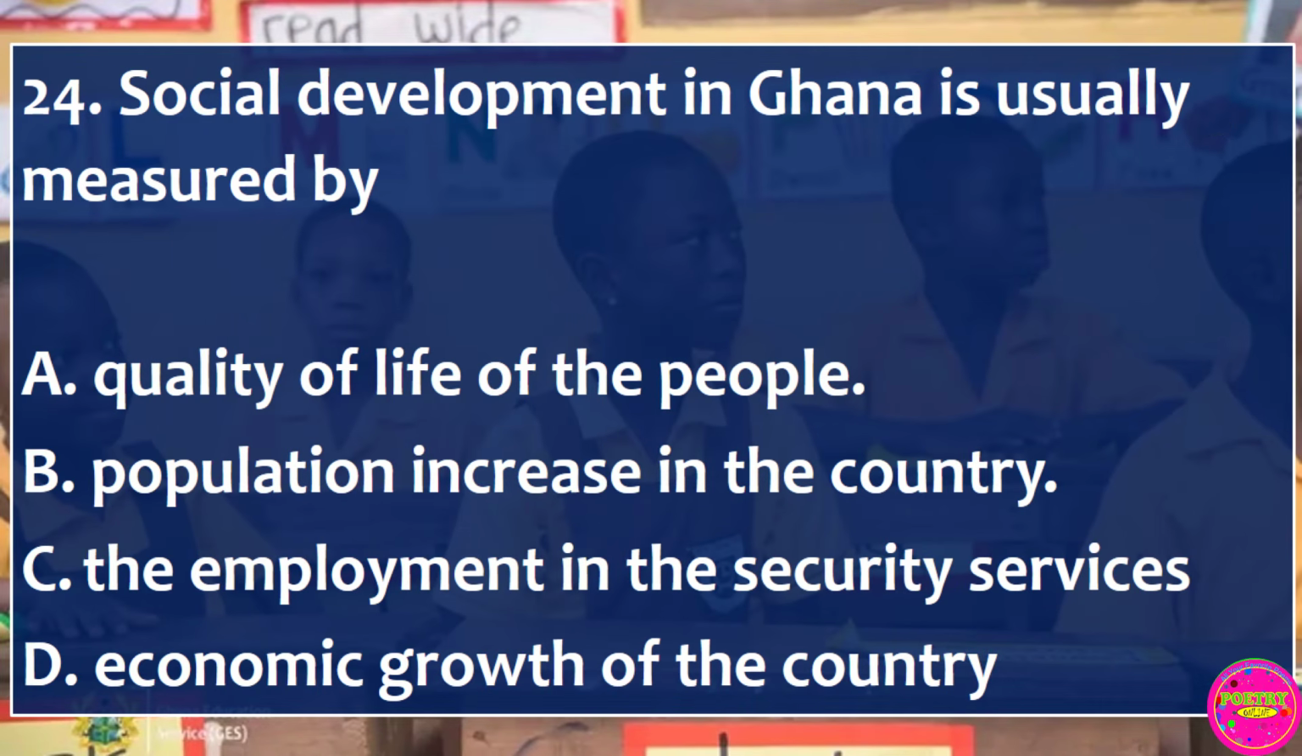Question 24. Social development in Ghana is usually measured by A. Quality of life of the people. B. Population increase in the country. C. The employment in the security services. D. Economic growth of the country. The correct answer to this question is A. Quality of life of the people.